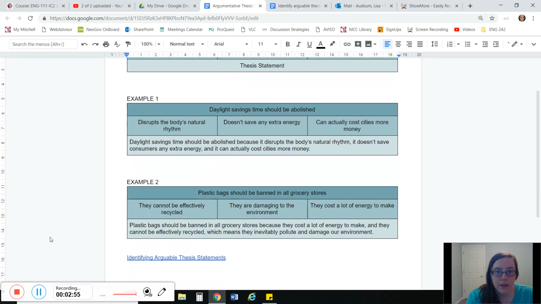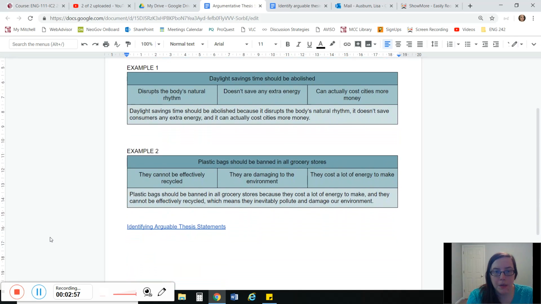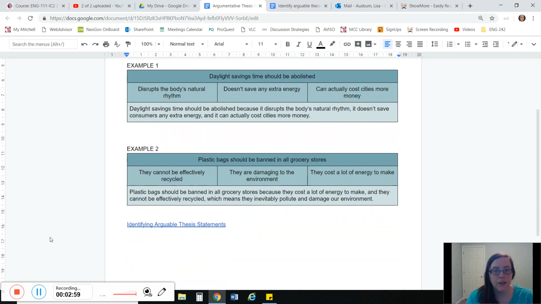Why? Those are your reasons. Why should daylight savings time be abolished? It disrupts the body's natural rhythm, it doesn't save any extra energy, and it actually costs some cities more money. So if we put all of that together, we can easily formulate a thesis statement that says something like daylight savings time should be abolished because it disrupts the body's natural rhythm, it doesn't save consumers any extra energy, and it can actually cost cities more money. Really, everything I just said.